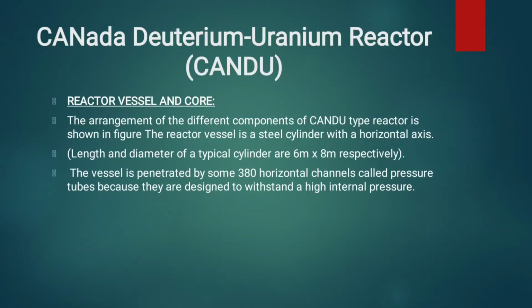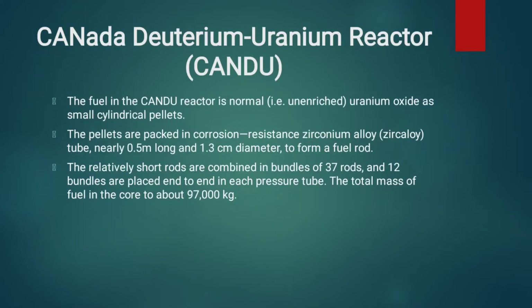Reactor vessel and core. The arrangement of different components of the CANDU reactor is shown in the figure. The reactor vessel is a steel cylinder with a horizontal axis. The length and diameter of a typical cylinder is 6 meters by 8 meters. The vessel is penetrated by 380 horizontal channels called pressure tubes. They are designed to withstand a high internal pressure.